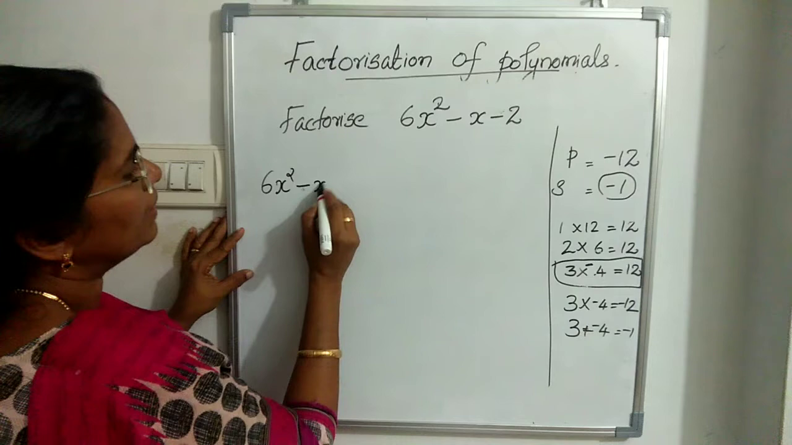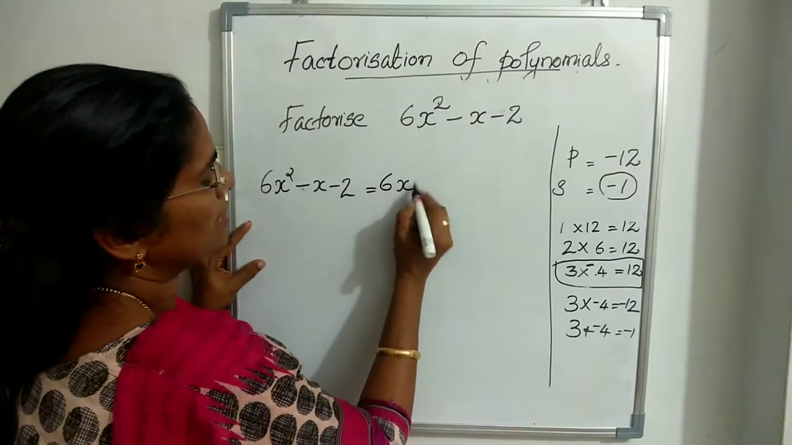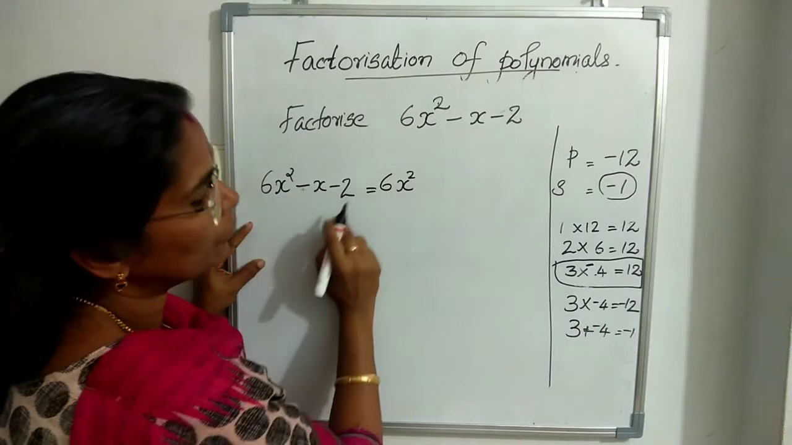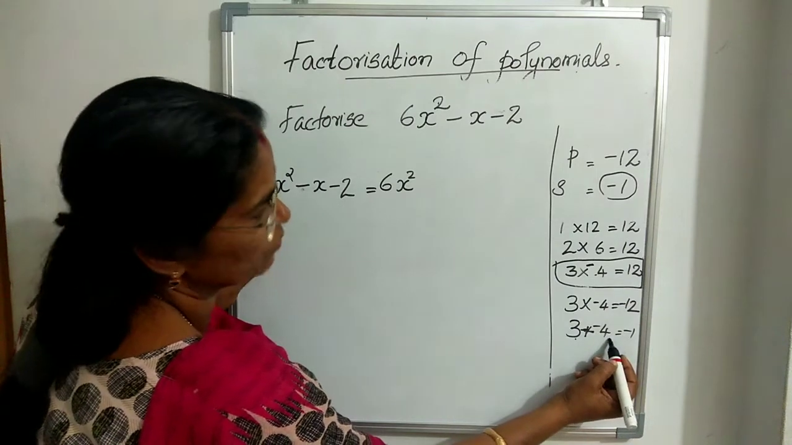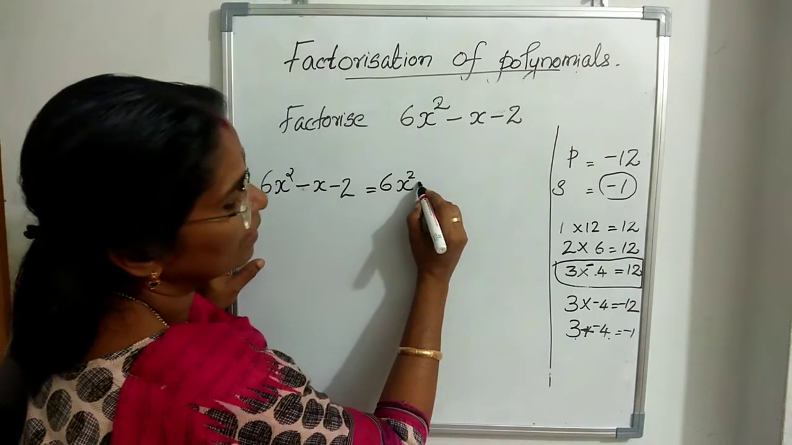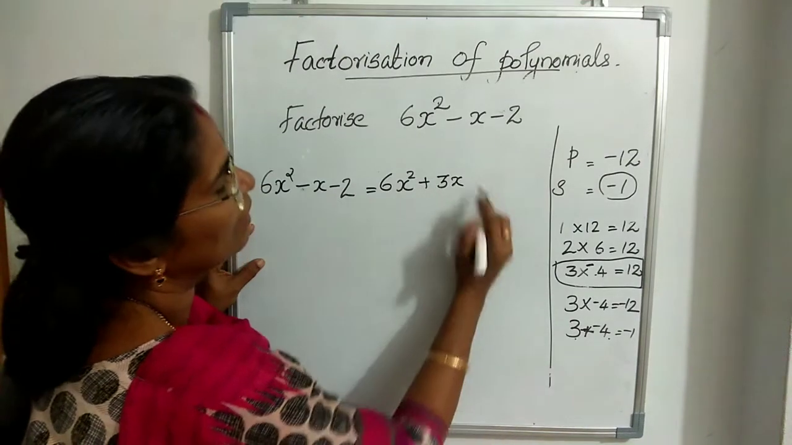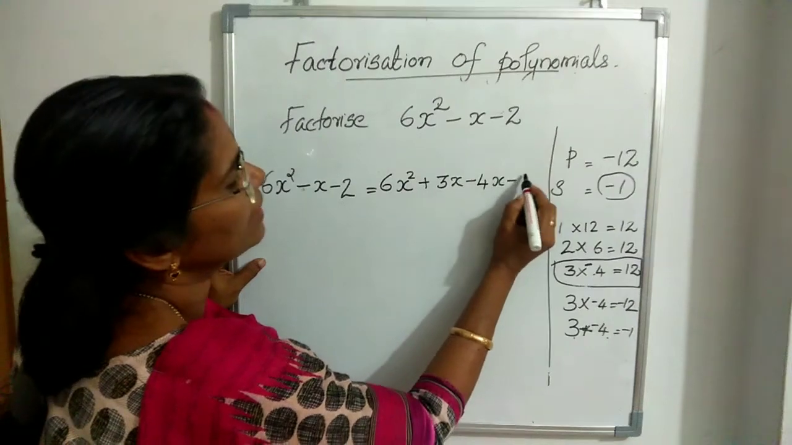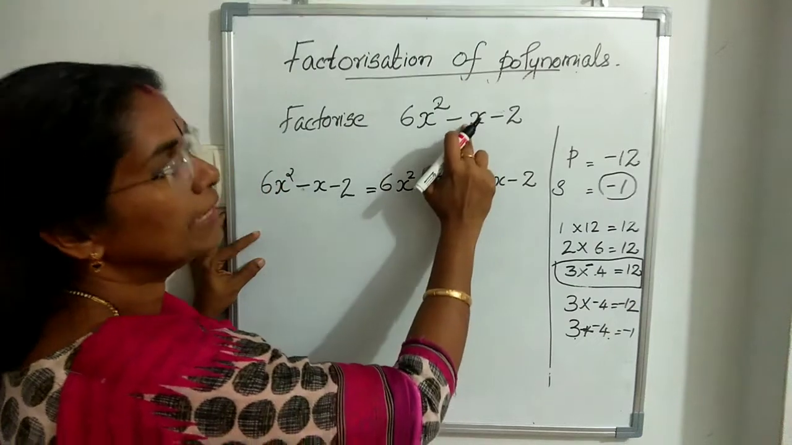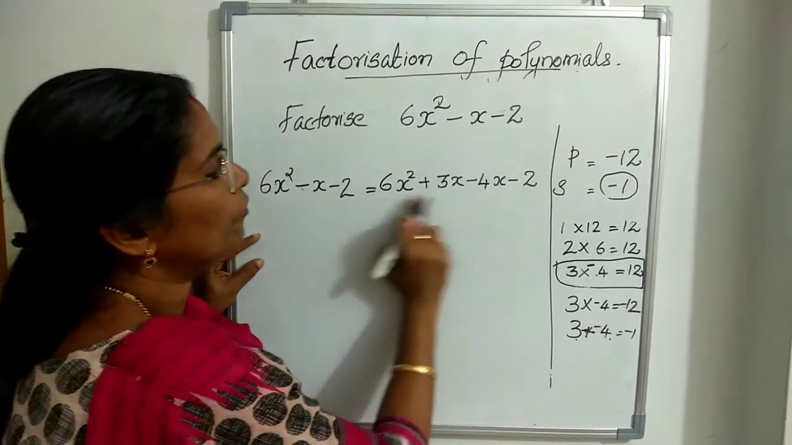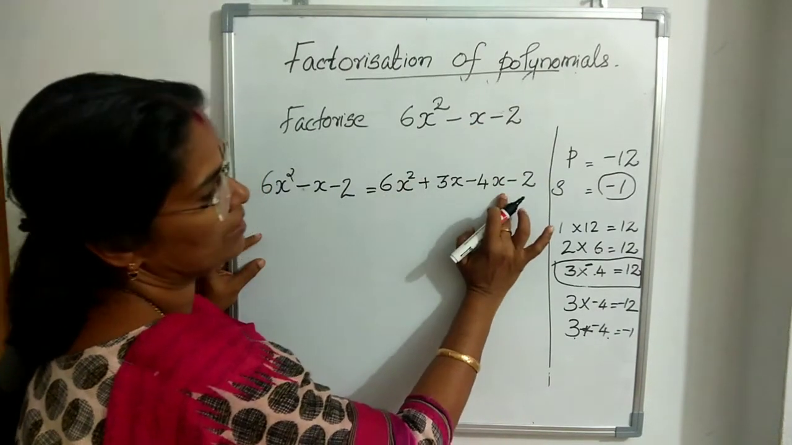6x square minus x minus 2, that is equal to 6x square. Minus x we have to change with 3 and minus 4. So we can write it as plus 3x, clear, this plus and minus 4x minus 2. Look here, plus 3x and minus 4x adding together, we will get minus x. Okay, now we split this minus x as plus 3x and minus 4x.